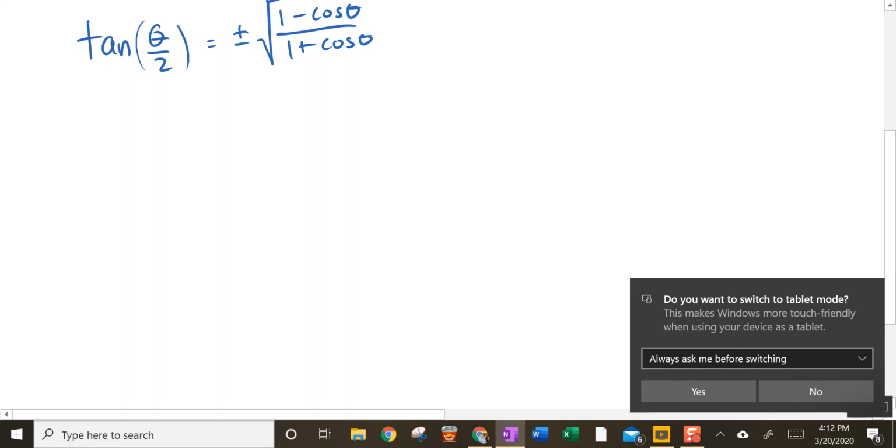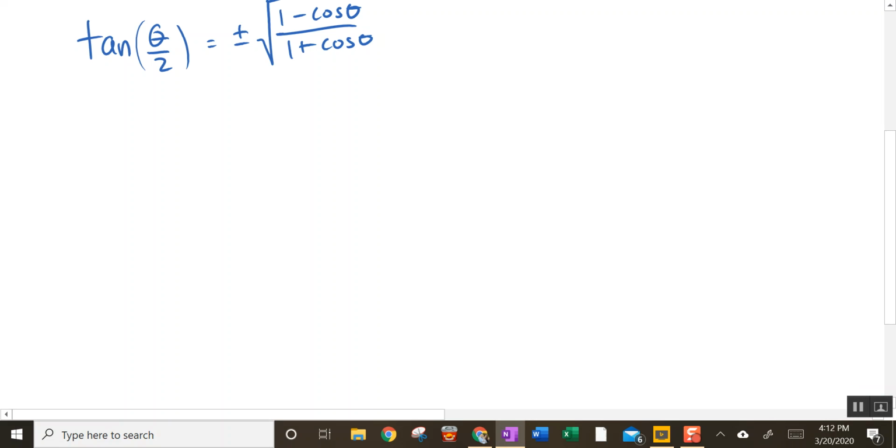All right, we're going to talk a little bit about one of the problems from Math Excel. This is from the 7.6 homework. I think it's number 9. So this is the identity we gave you for tangent.